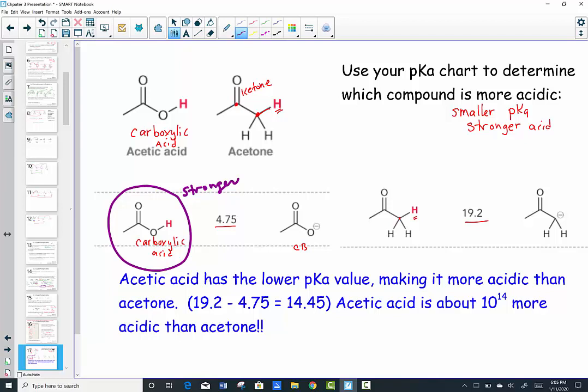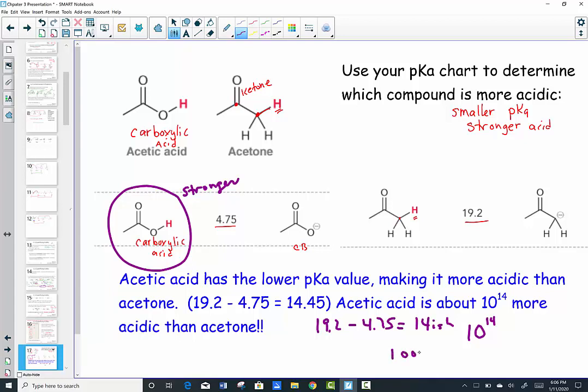It's 1 with 14 zeros after it. 1, 2, 3, 4, 5, 6, 7, 8, 9, 10, 11, 12, 13, 14. Isn't that an incredibly large number? And so when we say it's more acidic, it's incredibly more acidic based on the numbering system of a logarithmic scale. The pKa chart represents powers of ten, just like the pH scale does.